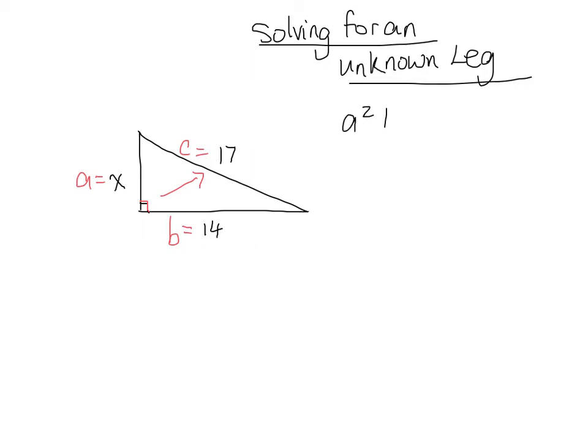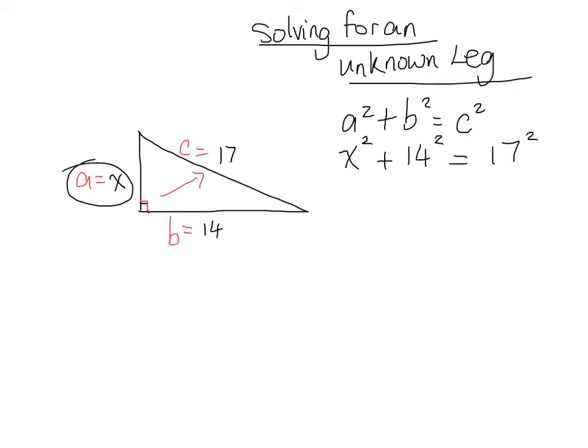Alright, so a squared plus b squared is equal to c squared. Still the same. Okay, our a in this case is x. So x squared plus 14 squared is equal to 17 squared. It's important that you set it up this way, or otherwise you'll get this side to be longer than your hypotenuse, which is not possible.